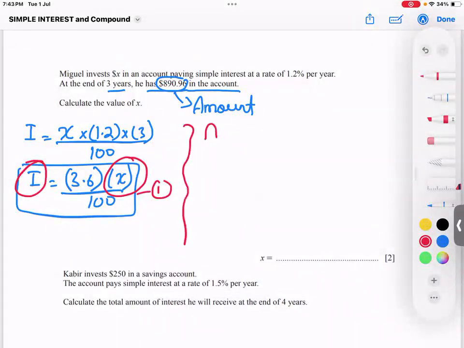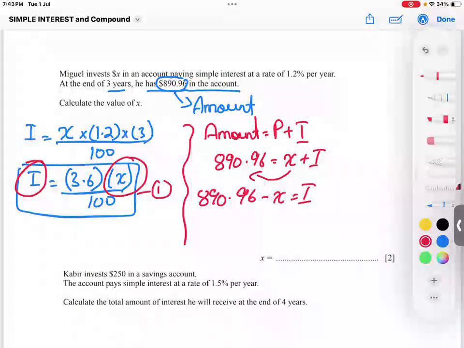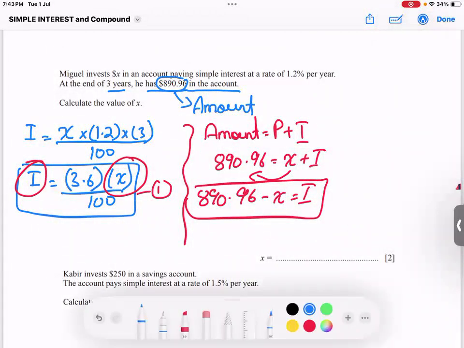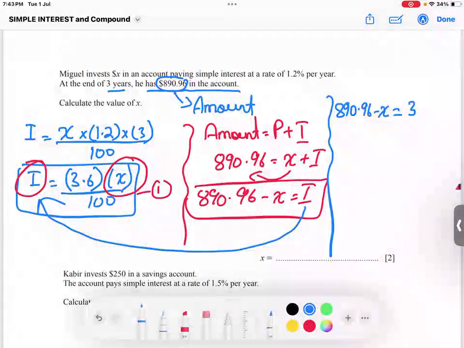Now I have another formula, that is amount is equal to principal plus interest. So the amount is 890.96 and the principal is x. So I will move x to this side. 890.96 minus x is equal to I. So you can see that we got the value of I, which is equal to 890.96 minus x. So what I will do, I will put the value of I in equation number 1. So now the equation becomes 890.96 minus x is equal to 3.6 multiplied by x and divided by 100.